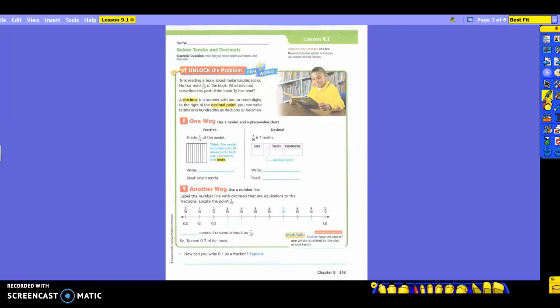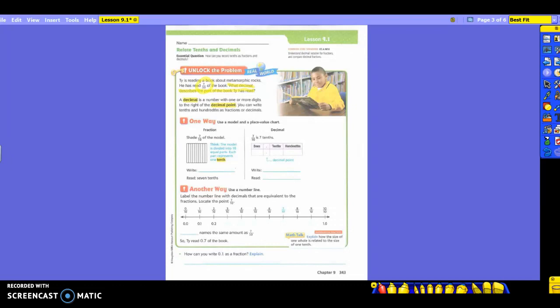There is your question, so repeat it with me, please. The decimal describes the part of the book Ty has read. And what is the number we are using? 7/10 of the book that he has. Now we know that a decimal is a number with one or more digits to the right of the decimal point because we just finished our vocabulary words. You can write tenths and hundredths as fractions or decimals.